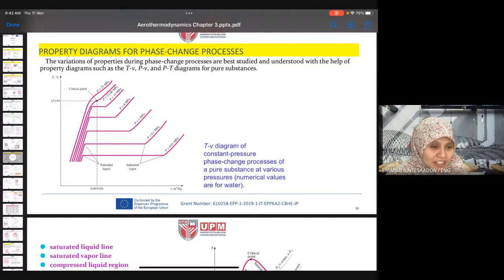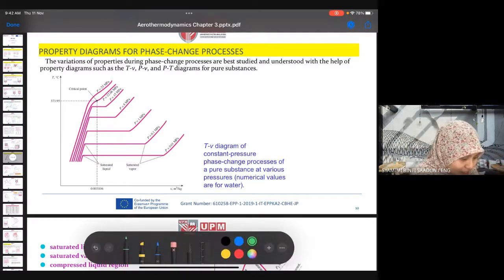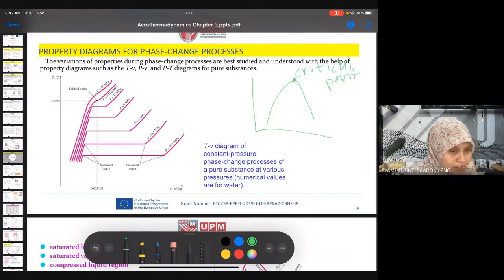Critical point. The diagram that I sketched just now, this is the critical point. It is at this critical point that the pressure and temperature reach the saturation value. The same thing applies for the TV diagram here. So each isobar line has the critical point.